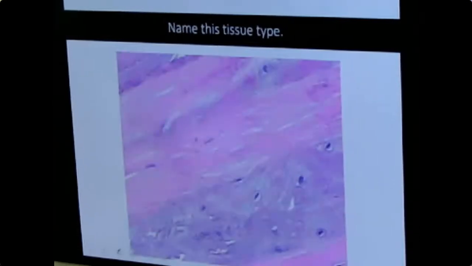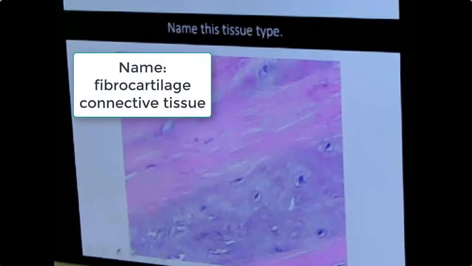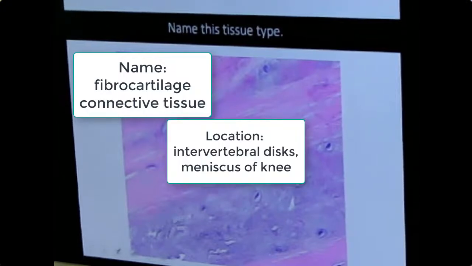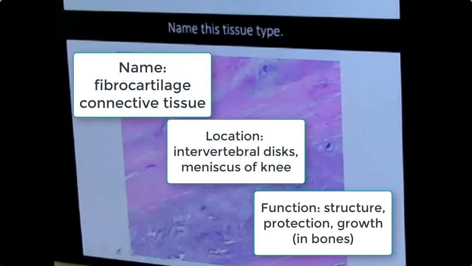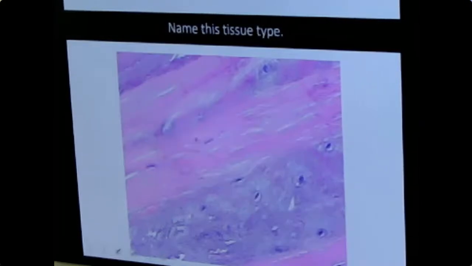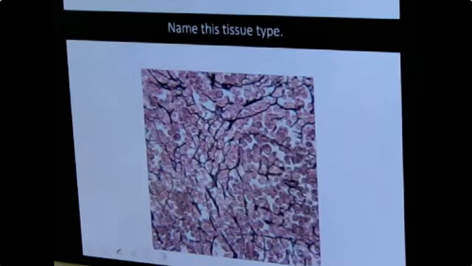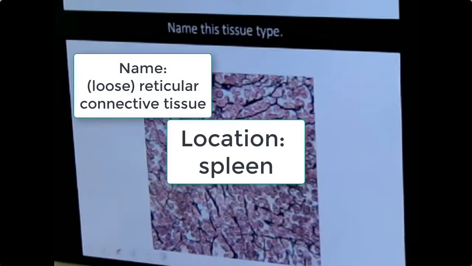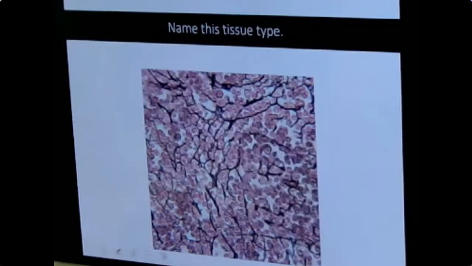This is fibrocartilage. It withstands force and compression. That's why we needed extra fibers in this. So we still have the frog eye cells. This is found in the intervertebral discs as well as the menisci of the knee. Excellent. And this is another view of reticular connective tissue from the spleen.